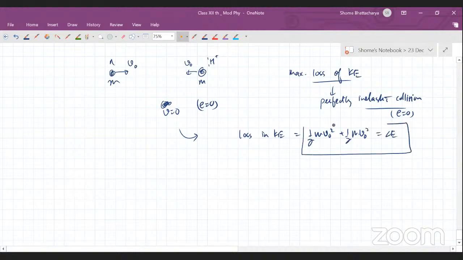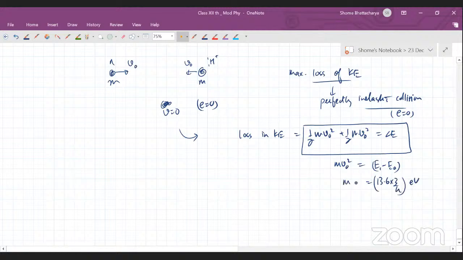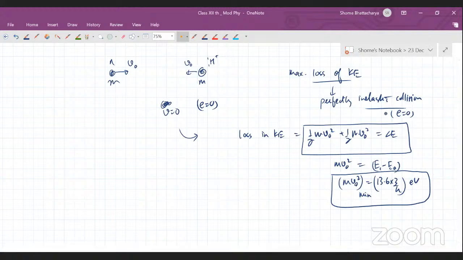And the hydrogen atom was initially in ground state. So m v naught square should be equal to E2 minus E1, at the minimum. This is a minimum condition. Why is it the minimum condition? Because first of all, we have taken perfectly inelastic, when the loss in kinetic energy is maximum. And secondly, we have also taken that transition energy to be the minimum possible, which is the first line of the Lyman series, going from ground state to the nearest excited state, which is the first excited state.